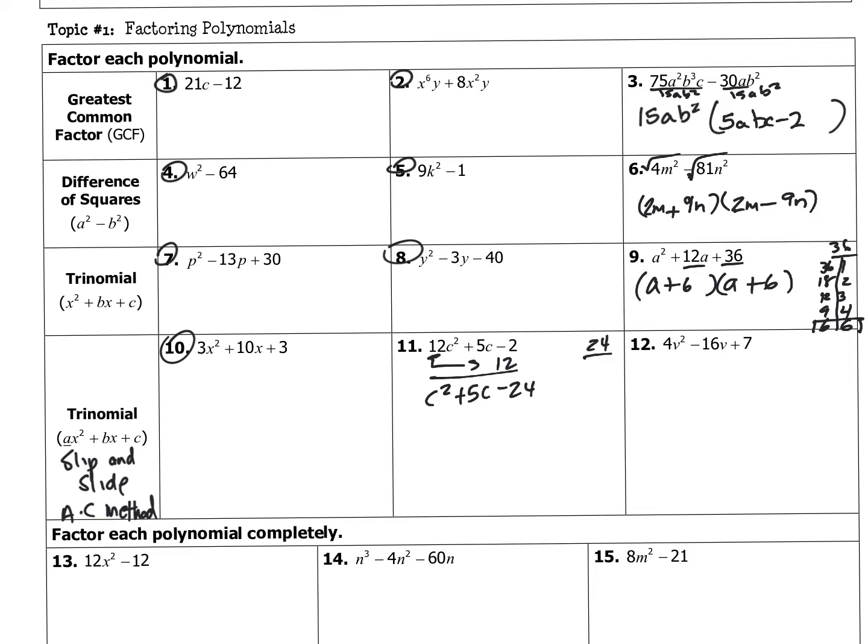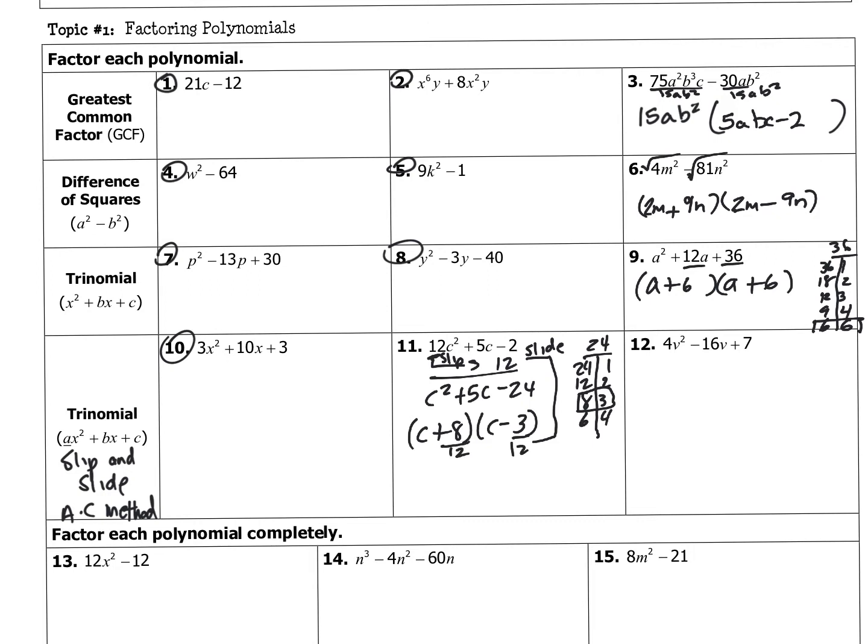So I need factors of 24 that add up to equal 5. 24 and 1, 12 and 2, 8 and 3, 6 and 4. So 8 and 3 are the factors I need. So I can rewrite this as C plus 8, C minus 3, because 8 times negative 3 is negative 24, and 8 minus 3 is 5. And then I have to slide. So this was my slip, and this is my slide. And I'm going to divide by 12 now.